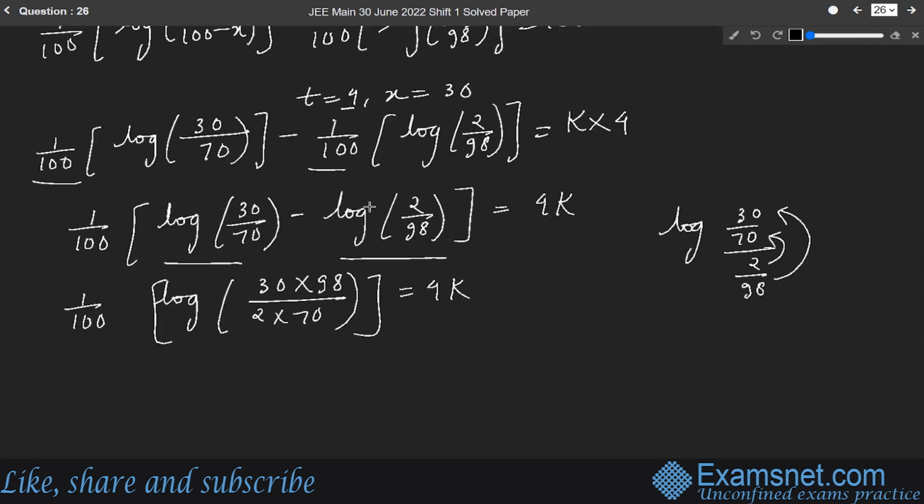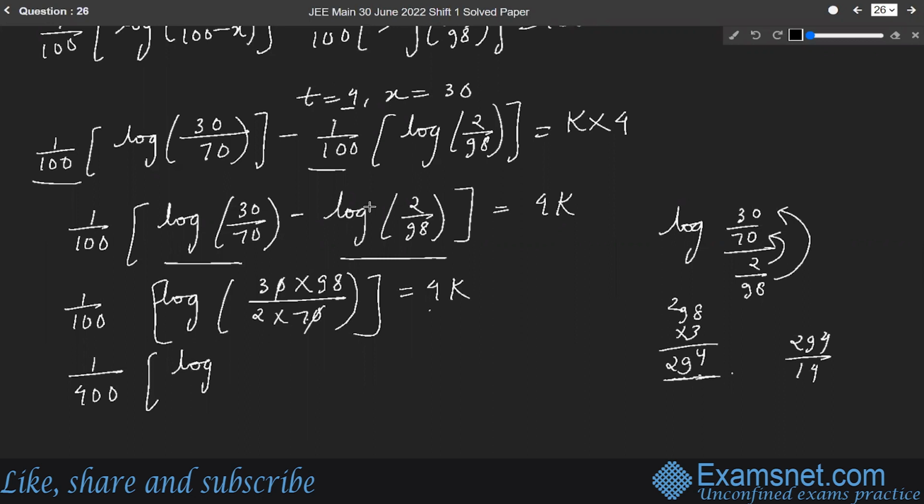Now, if we want the value of k, then this 4 will go to the left hand side. So we have 1 by 4 into 100, which is 400, multiplied by log of. Now the 0 and 0 will be cancelled. So 3 into 98 divided by 2. So 98 into 3 gives: 8 3s are 24, 9 3s are 27, 28 and 29. 294. 294 upon 7 into 2 is 14. So we have 294 upon 14.